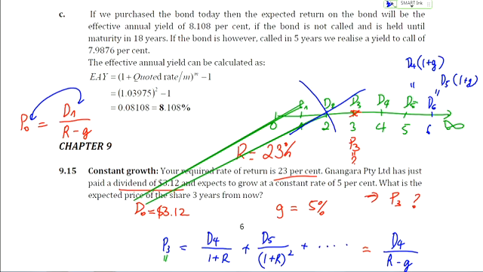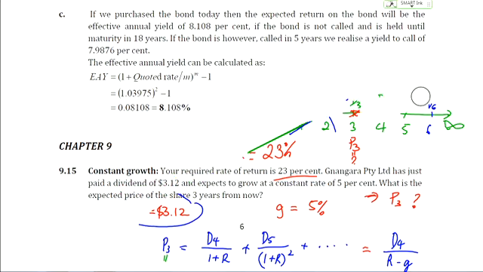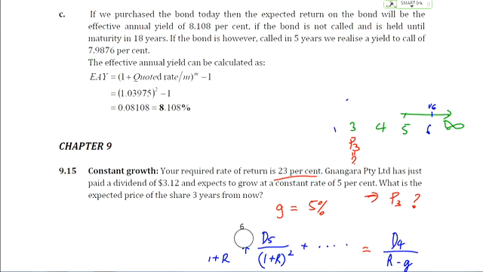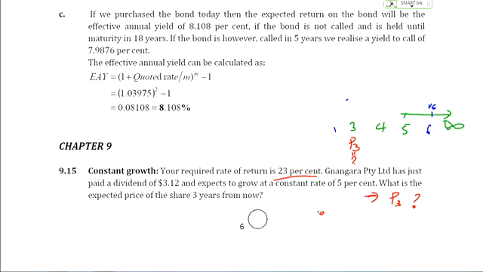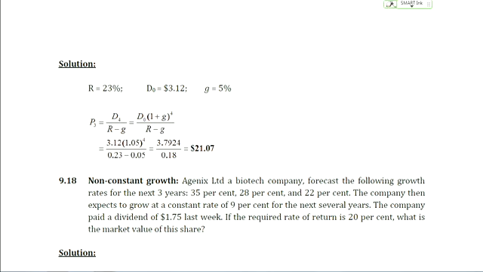Do we know D4? We don't know D4 yet, but can we calculate it from D0? Yes. Do we know R and G? Yes, right? You can work out what is P3, okay? Okay, so the final answer is $31.07. So you simply apply the formula here, you should get the answer.